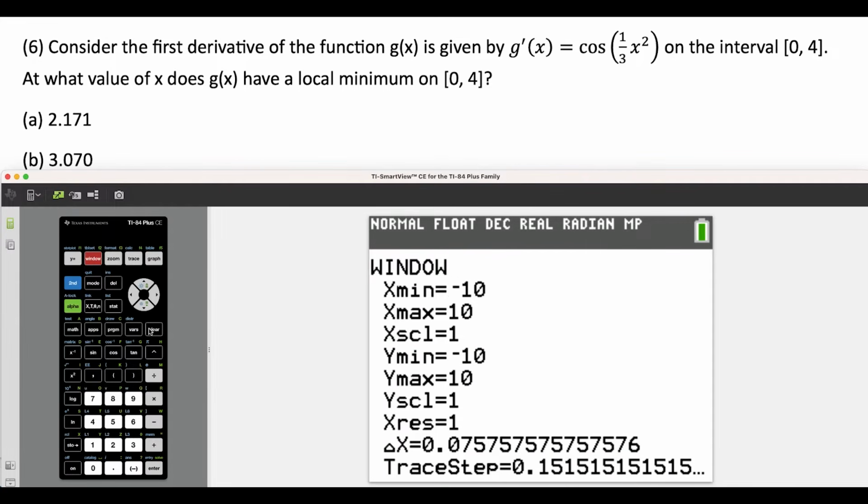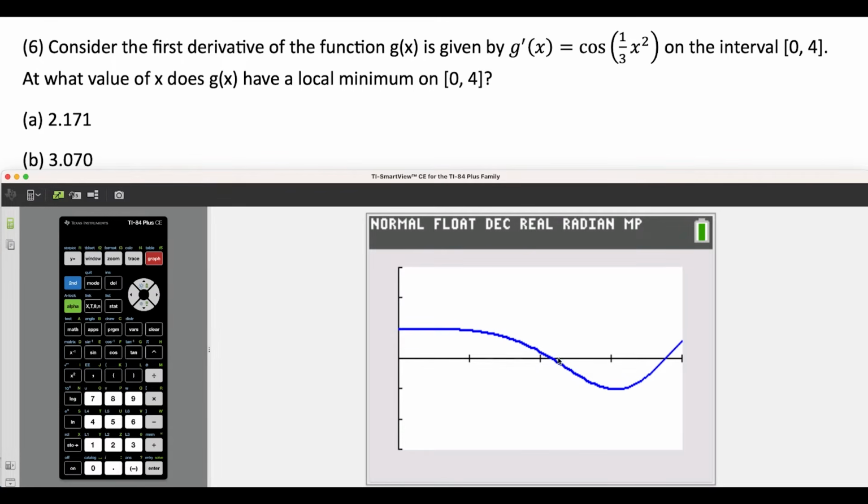So if I go to the window, I'm going to switch the x minimum to 0, and I'm going to switch the x maximum to 4. And then what we could do is we could also shrink the y values here. Let's say we just want to go from negative 3 to 3, because all we're looking for is a sign change here. So this will make the picture as big as possible. And if we look here, we have 2 points of intersection, but we have to be careful.